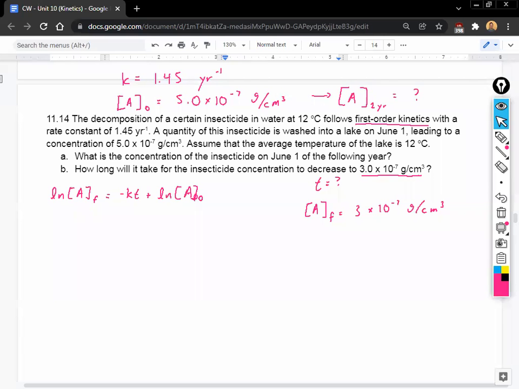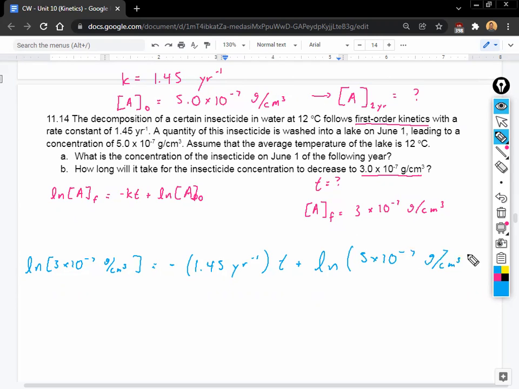Okay, so let's plug in the values that we have. We know that AF is this value right here. So on the left side of the equation, we're going to have the natural log of A. Why am I doing A again? 3 times 10 to the power of negative 7 grams per centimeter cubed equals K, which is negative 1.45 per year, times T, plus the natural log of our starting concentration, which was 5 times 10 to the negative 7 grams per centimeter cubed.